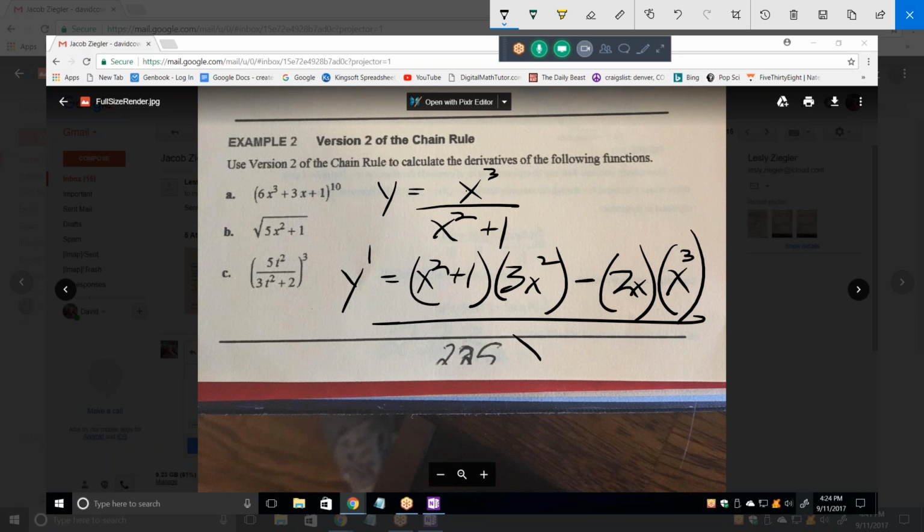X squared plus 1 squared. Great. And you don't need to expand that. Okay, you just don't.